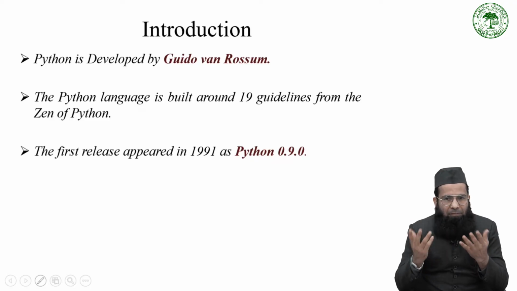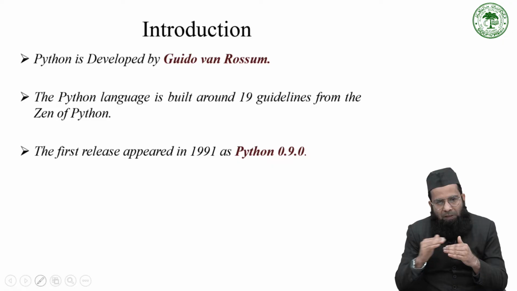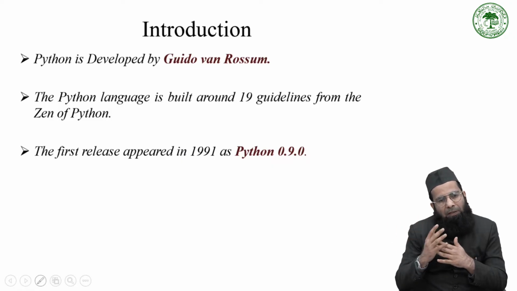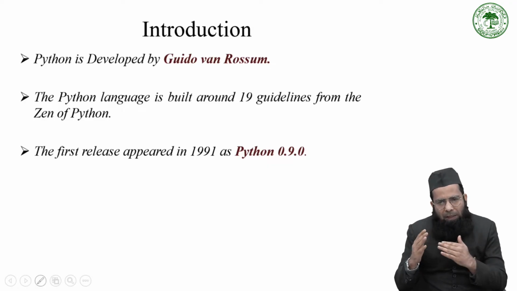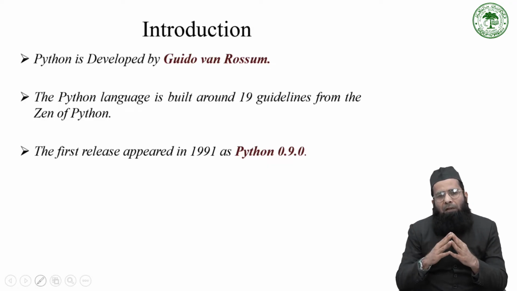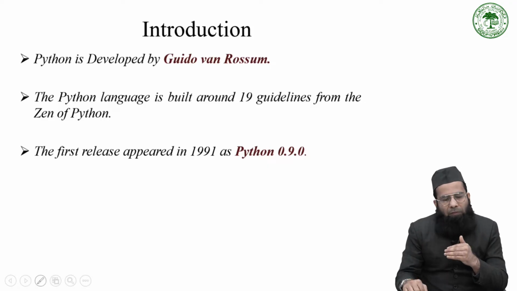Flat is better than nested. It means suppose we are writing code in C, C++, or Java, and there is the option of nested if-else conditions and nested loops. It is better to write flat code. So these guidelines were proposed in the Zen of Python, and Python is based on those guidelines. The first release appeared in 1991, and currently the third version is in the market.